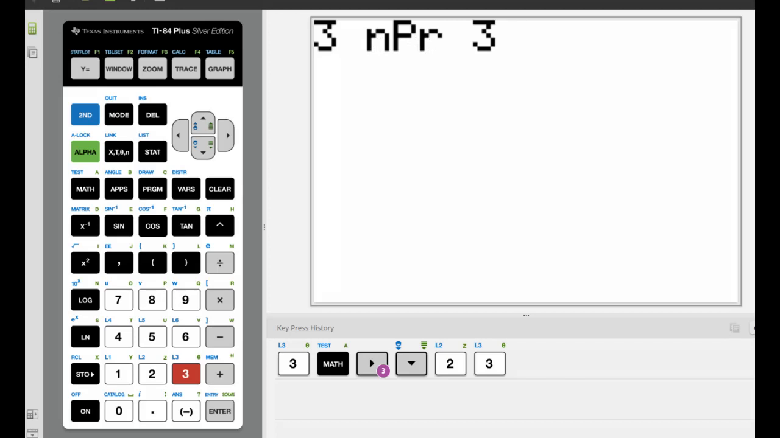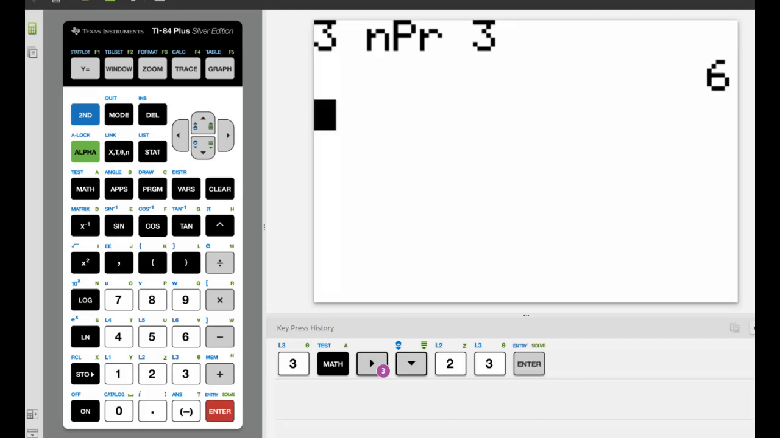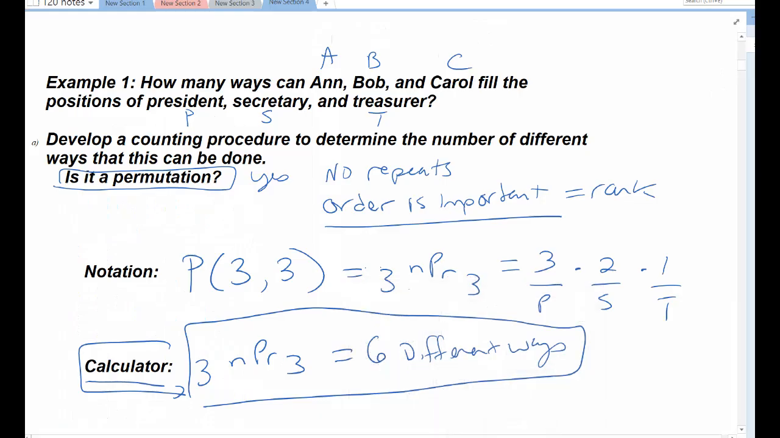So again, if you've got a newer model, you just go ahead and fill those in after you've picked the permutations formula. It's in the same location, you just fill yours out a little differently. Alright, then I hit enter, and it should give me 6, and it does.